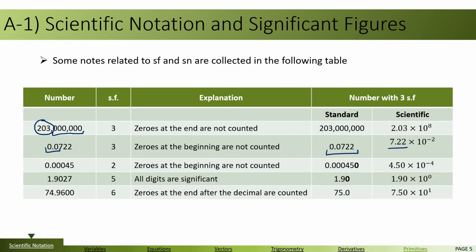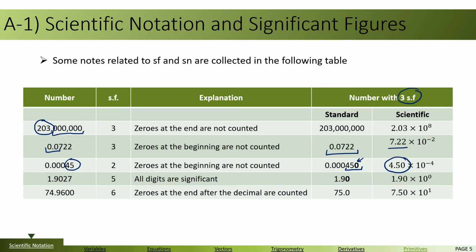0.0045 has 2 significant figures, which are the 4 and 5 at the end. Zeros at the beginning aren't to be considered. Writing the number using 3 significant figures in standard form is just to add a 0 at the end. This 0 at the right side doesn't account for anything as we know in numbers, but it adds one level of precision. So if you write the number in scientific notation, you get 4.50, indicating that up to the second decimal digit, there are no roundings that were done. The number is 4.50 times 10 to the negative 4.